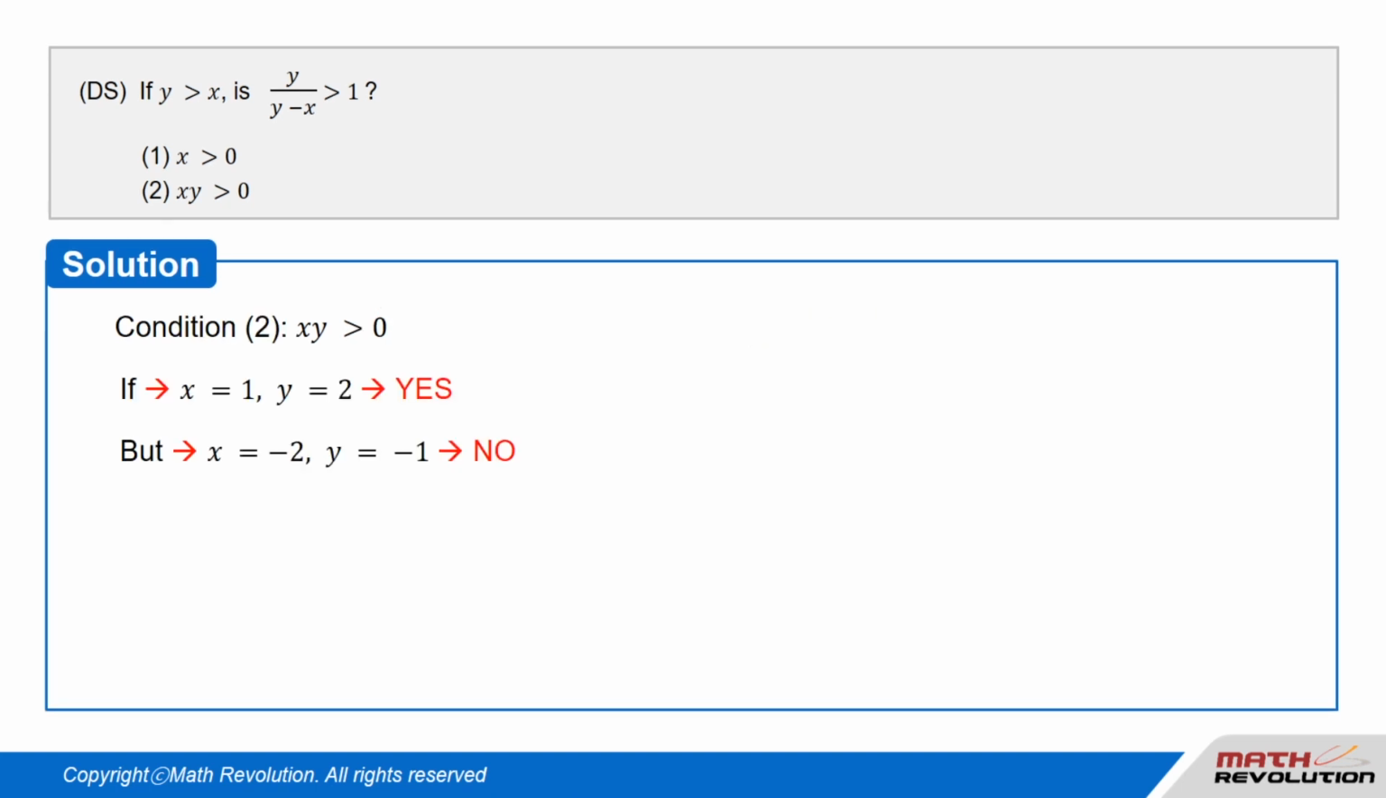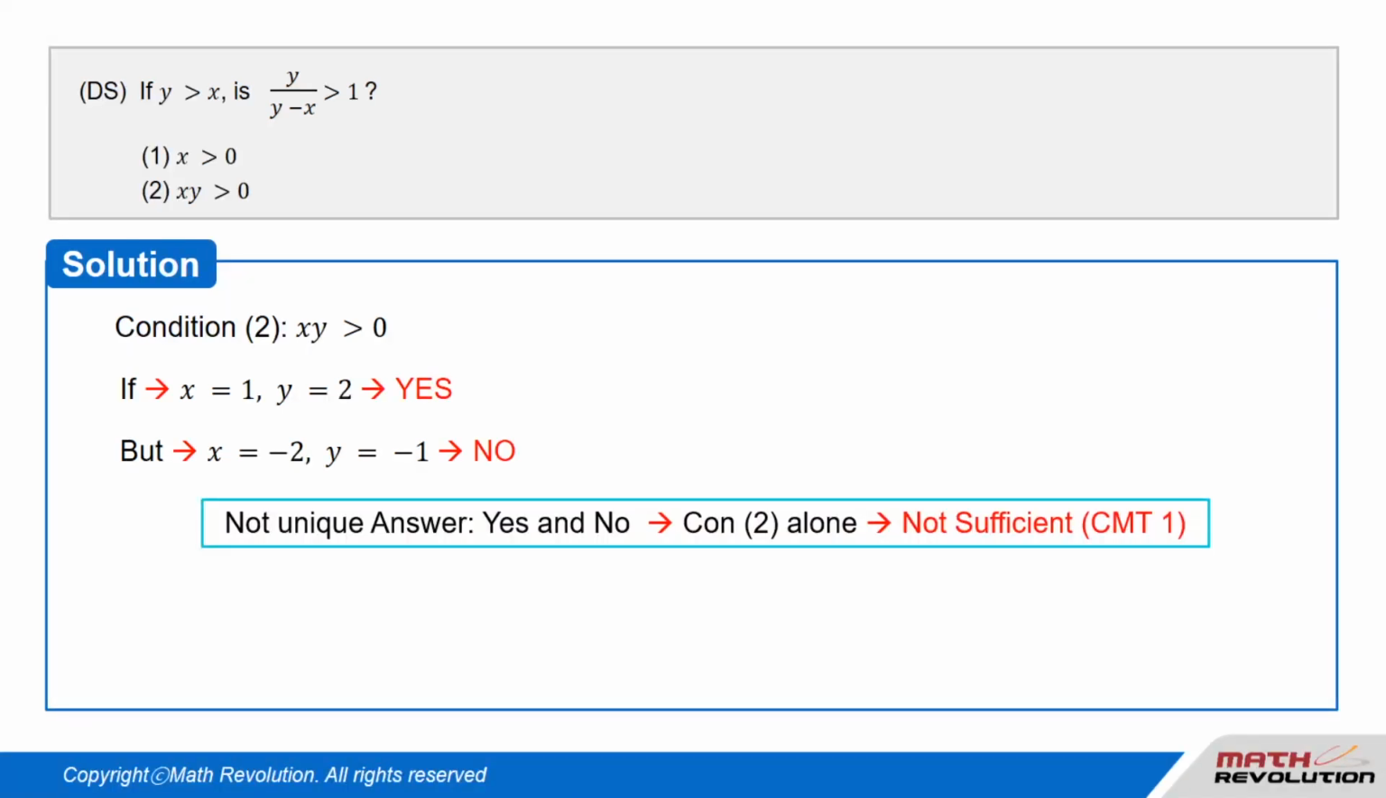Condition 2 tells us that xy is greater than 0. If x equals 1, y equals 2, we get yes, but x equals negative 2, y equals negative 1, we get no. Since we do not get a unique answer, yes and no, this condition is not sufficient by common mistake type 1, which means that you get both yes and no as the answer. It is not sufficient.